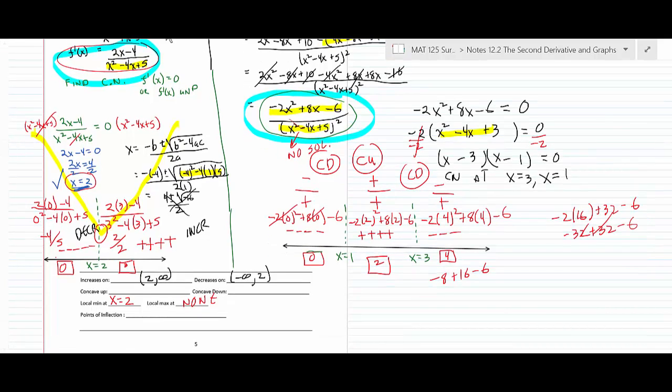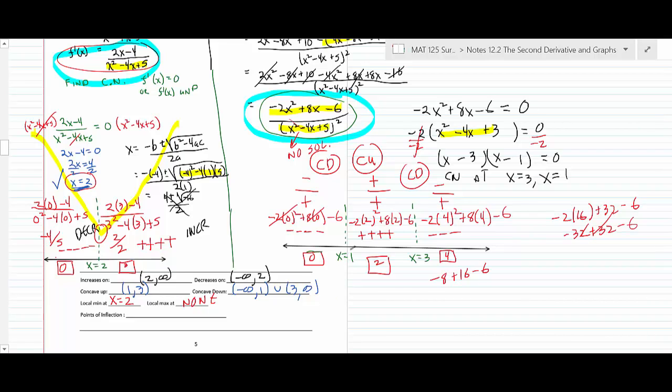Okay, where am I concave up? What's my interval going to be in my answer? 1 to 3. Okay, how about concave down? -infinity to 1, and then what? 3 to infinity. Okay, what is a point of inflection? It's a place where the concavity changes. Did the concavity change? Twice. It changed twice, doesn't it?